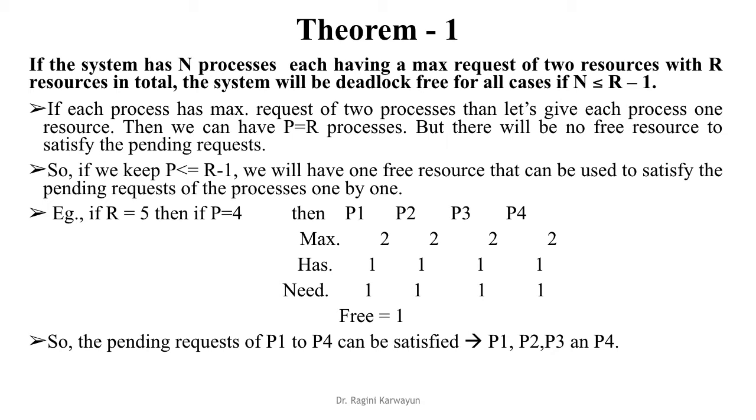So we have no resource free, so we won't be able to finish the request of any process. But if we keep the processes at 4, then we will have one free, and this one free resource can be utilized to service the pending request of all the processes one by one. So if we keep the number of processes 1 less than the total number of resources available, then the system will never enter into a deadlock state if each process is asking for a maximum of 2 instances of that resource.